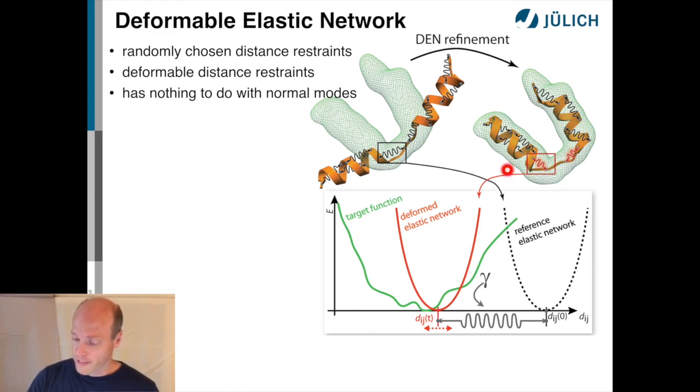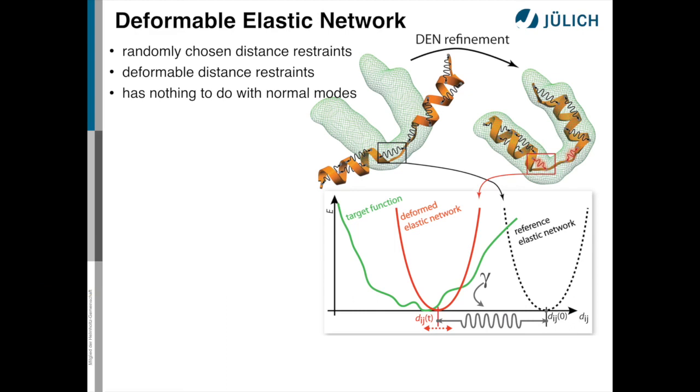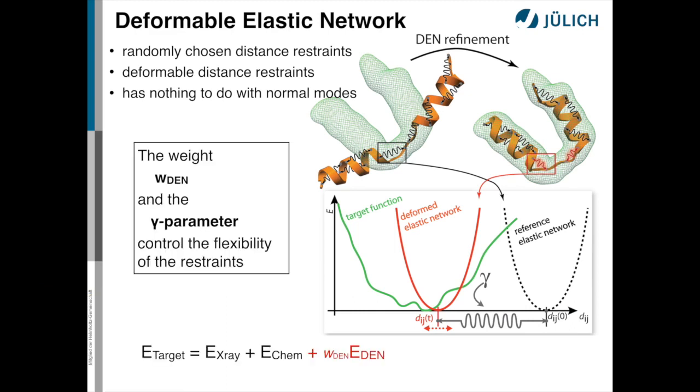Of course, we want to fit the density, but at the same time, we also want to keep as many structural features from our reference model as possible. So we have two main parameters that are important here. The one is this gamma parameter, the coupling of the distance restraints to the reference point, and then also the weight.